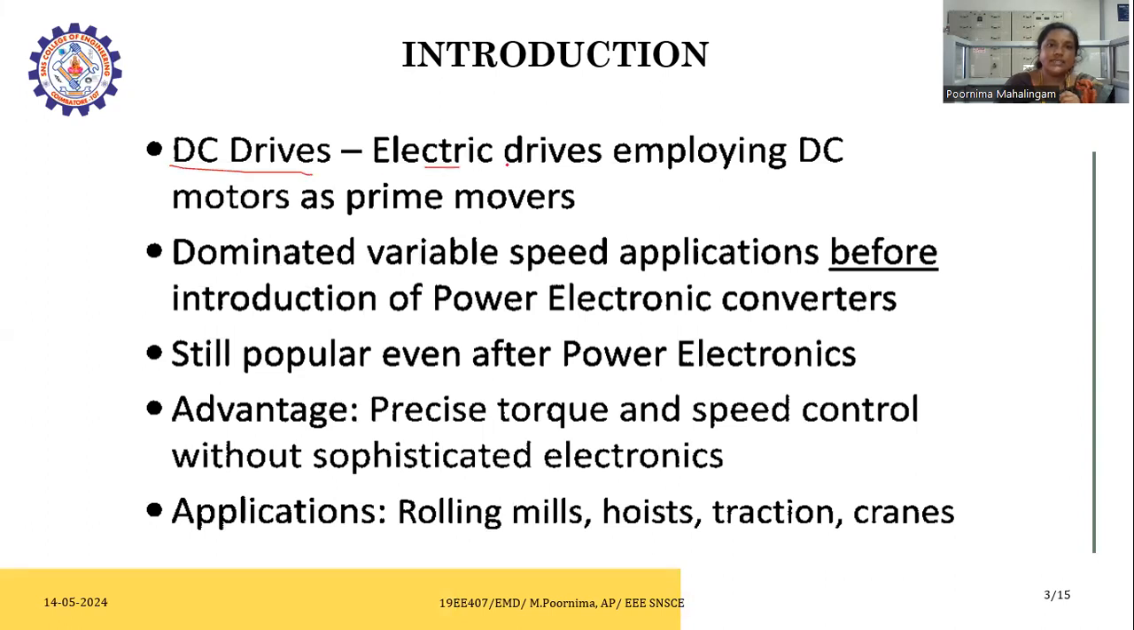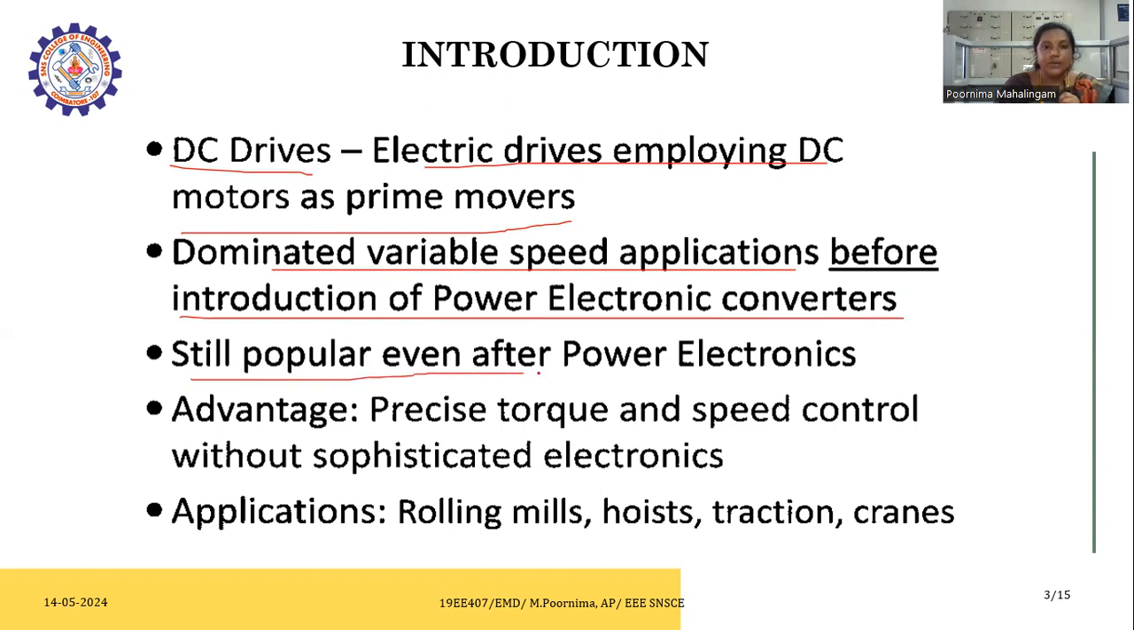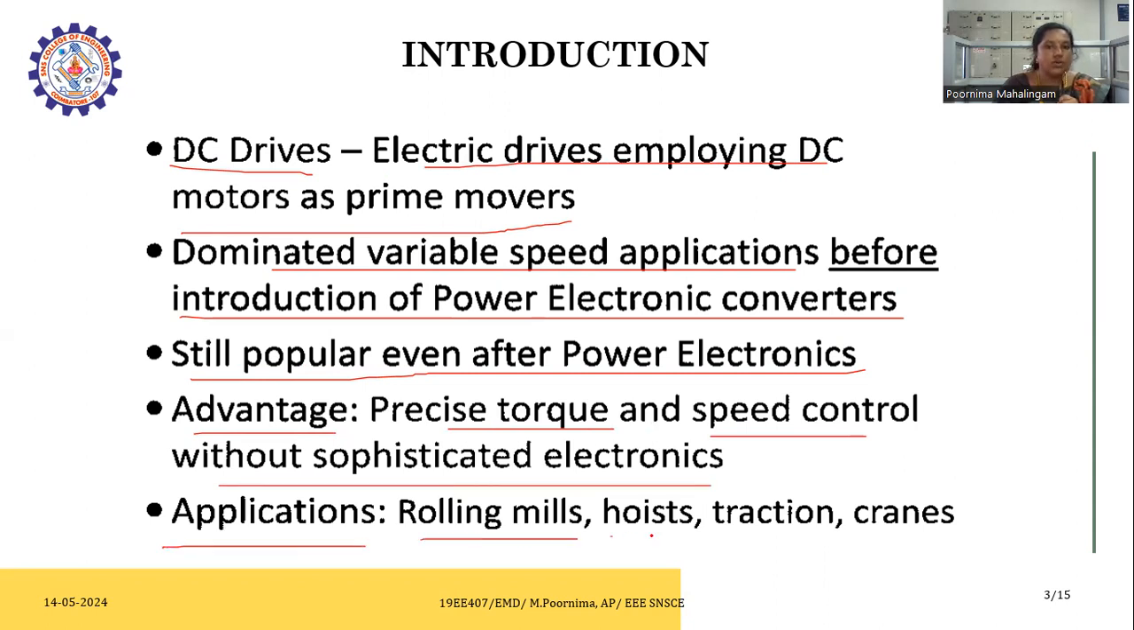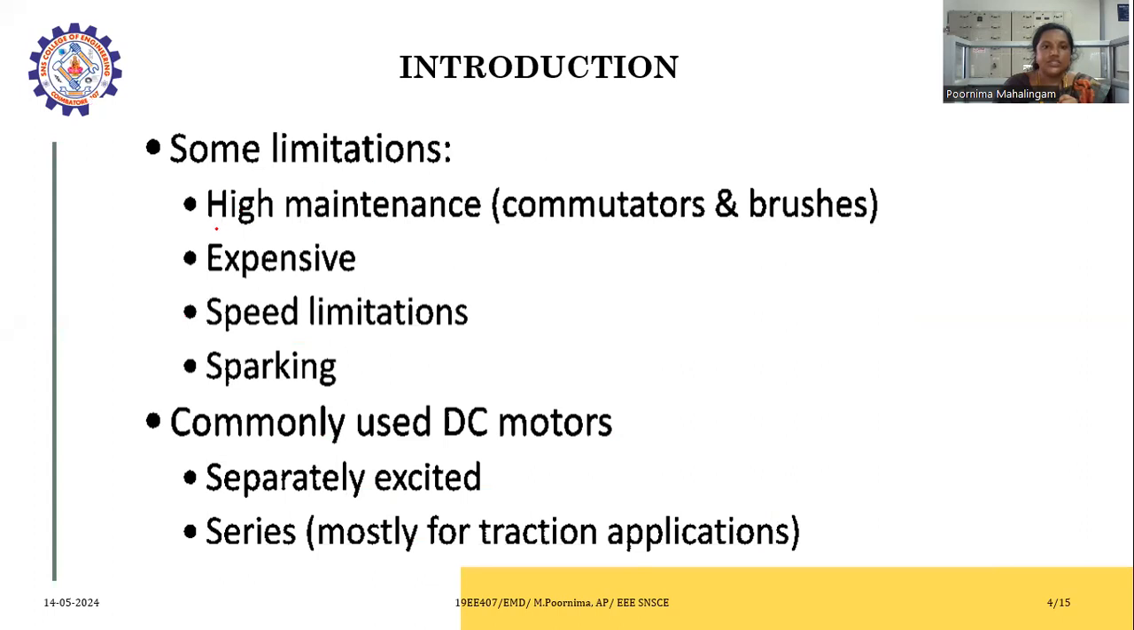What is a DC drive? It is an electrical drive employing a DC motor as the drive element. It dominated variable speed applications before the introduction of power electronics converters, and it is still popular even after them. The advantage is precise torque and speed control without sophisticated electronics. The main applications are rolling mills, hoists, traction, and cranes. Some limitations are high maintenance of commutators and brushes, expense, limited speed, and sparking.